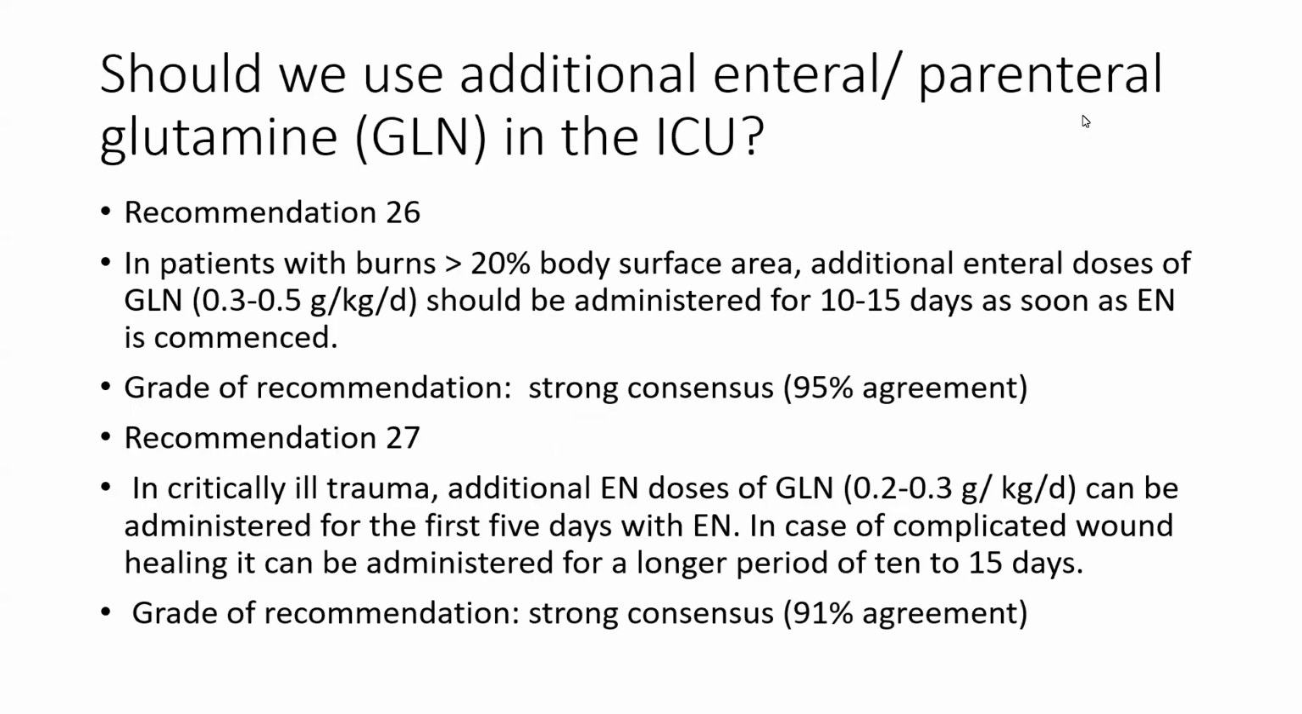Should we use additional enteral and parenteral glutamine in the ICU? In patients with burns of more than 20% of body surface area, an additional enteral dose of glutamine, that is 0.3 to 0.5 gram per kg per day, should be administered for 10 to 15 days as soon as enteral nutrition is commenced. In critically ill trauma patients, additional enteral glutamine, that is 0.2 to 0.3 gram per kg per day, can be administered for the first 5 days with enteral nutrition.